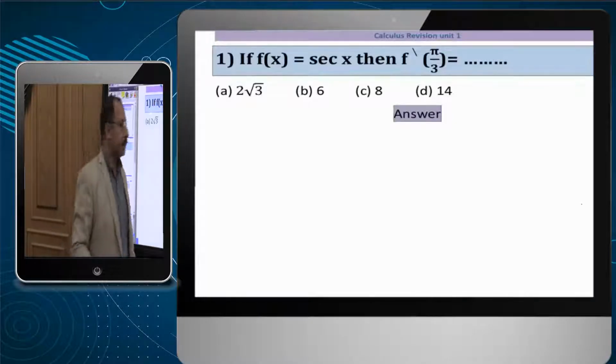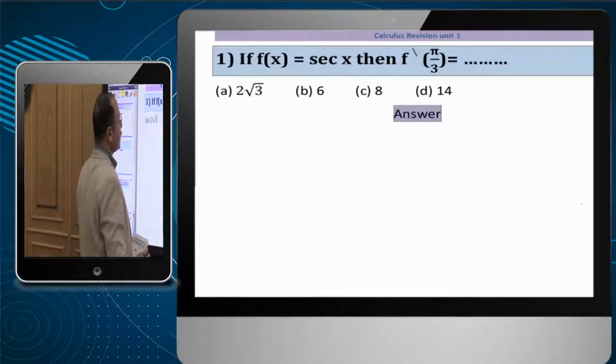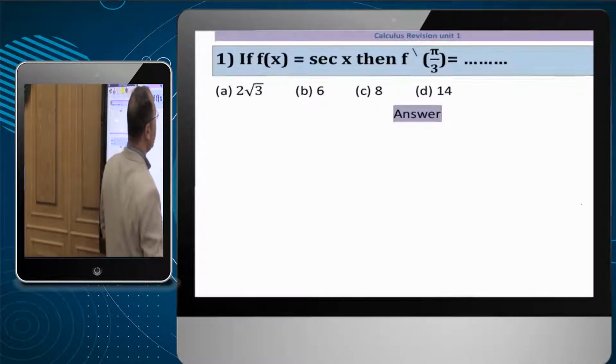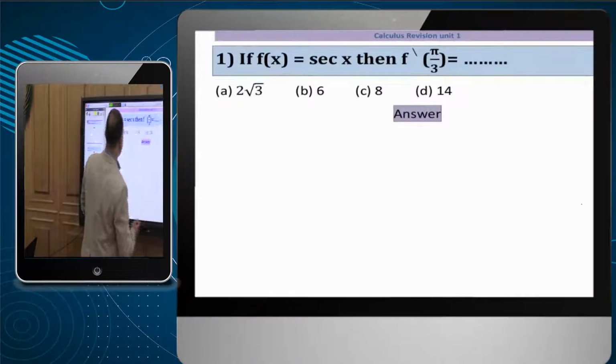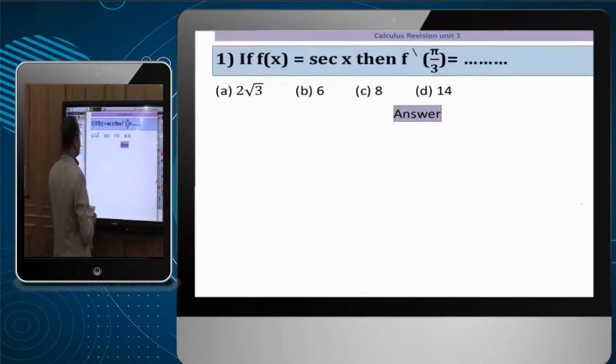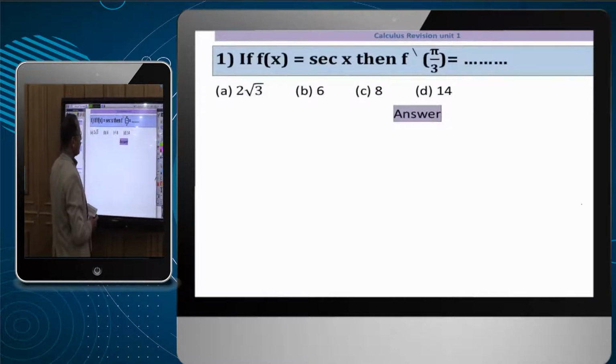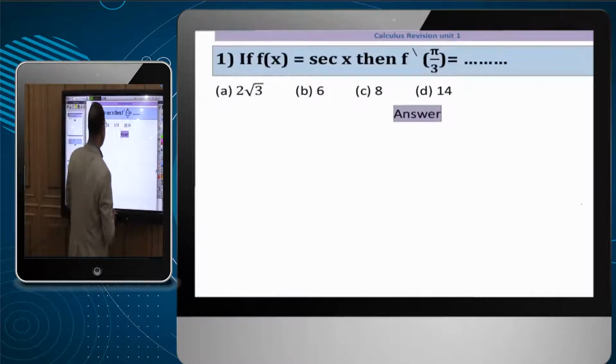The first question: If f of x equals 6x, then f double dash of pi over 3 equals: A, 2 root 3; B, 6; C, 8; D, 14.